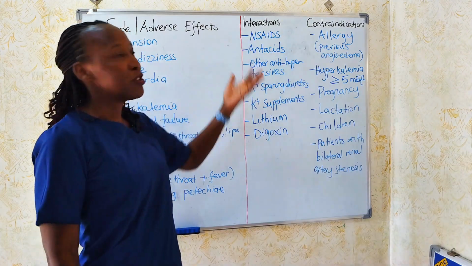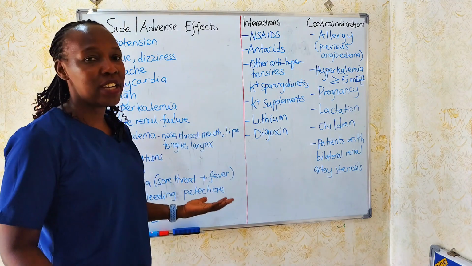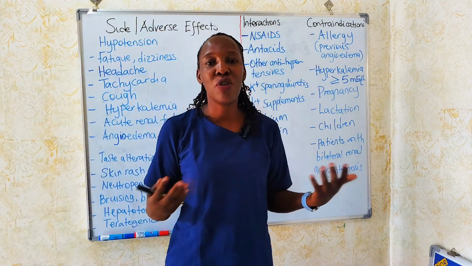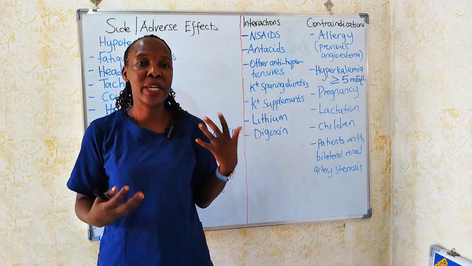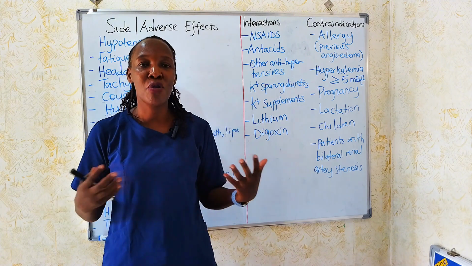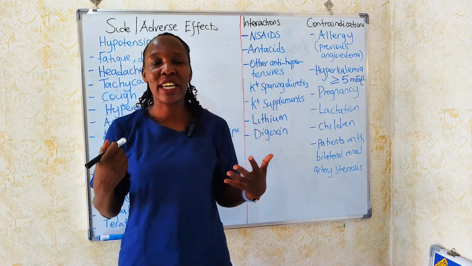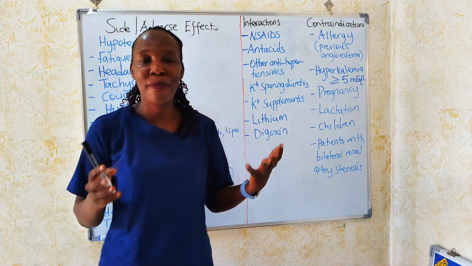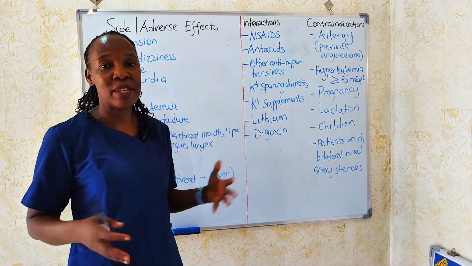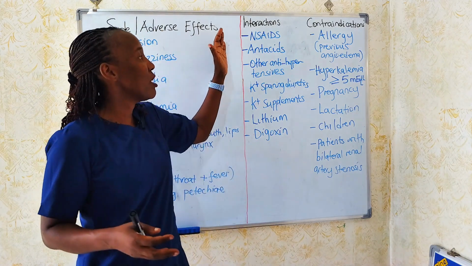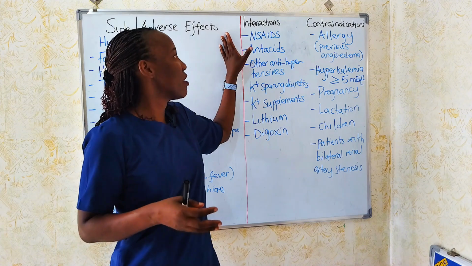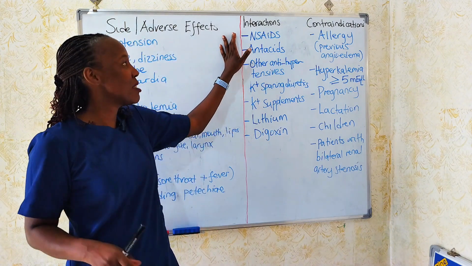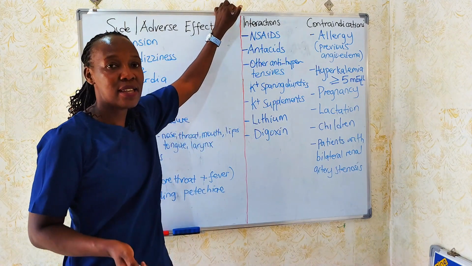Let's now move on to the interactions, the drug-drug interactions. An interaction occurs when more than one drug is being taken at the same time, or concurrently, and one drug influences either the pharmacokinetics or pharmacodynamics of the other. So let's look at the common drug-to-drug interactions that occur with ACE inhibitors. The first will be the NSAIDs.